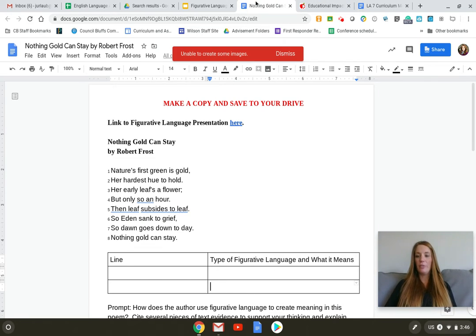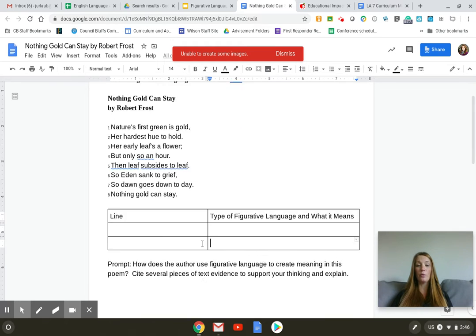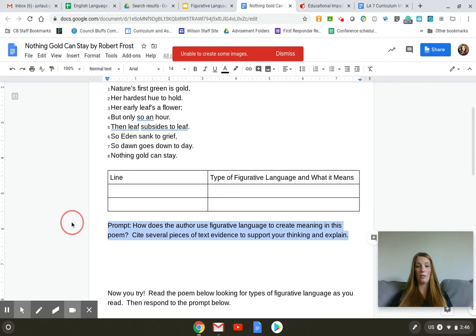So I know that in a previous lesson, you looked at the poem Nothing Gold Can Stay by Robert Frost. And so we're going to look at that today together, and that's the model I'm going to use for you to make a claim about figurative language. So the prompt that we're going to be looking at is right here. How does the author use figurative language to create meaning in this poem? Okay, so we're going to read the poem together, and then we'll respond to the prompt together as a model, and then I'll have some practice for you to do on your own.